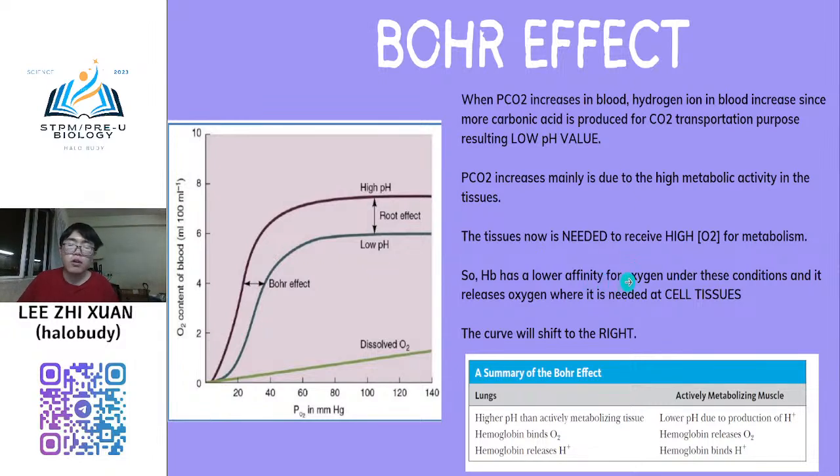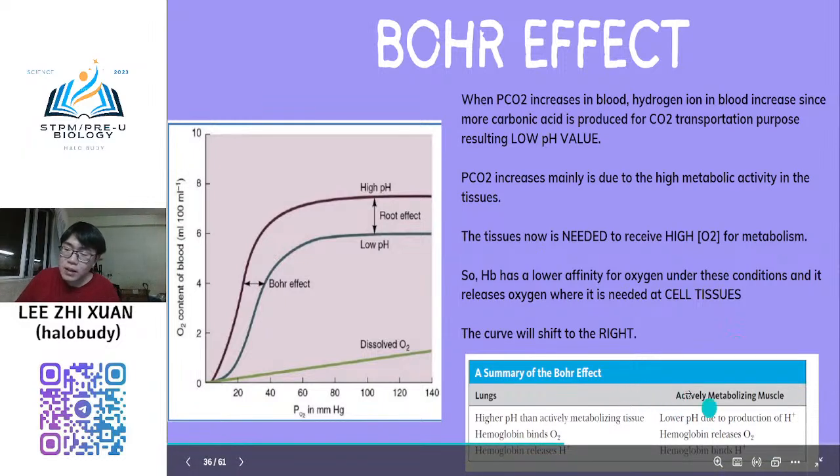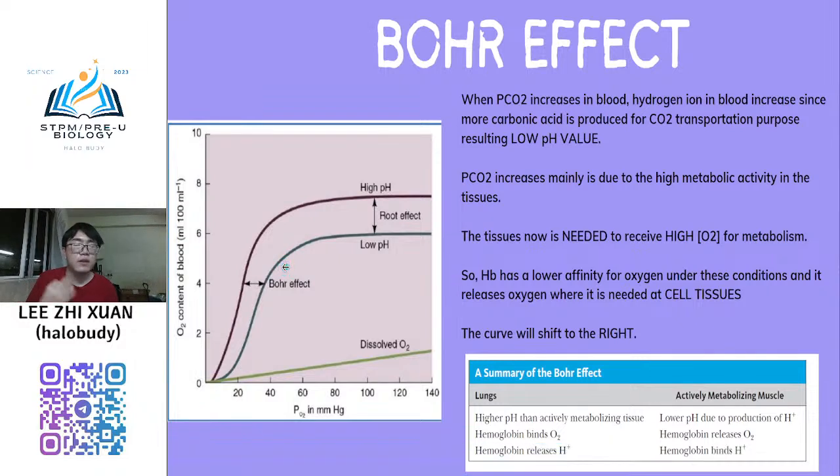Because the affinity for oxygen is very low now. Because your cell tissue wants oxygen, it wants oxygen to carry out activities. So this is the summary of the Bohr effect: lower pH due to production of hydrogen ions, and then hemoglobin will release oxygen and bind with the hydrogen ions. So now your hemoglobin is bound to the hydrogen ion.